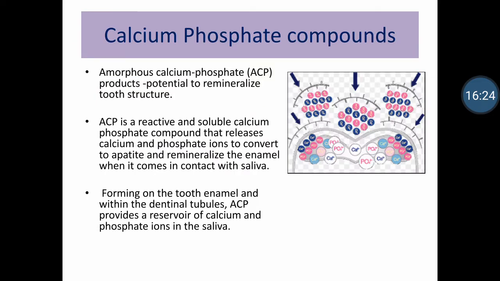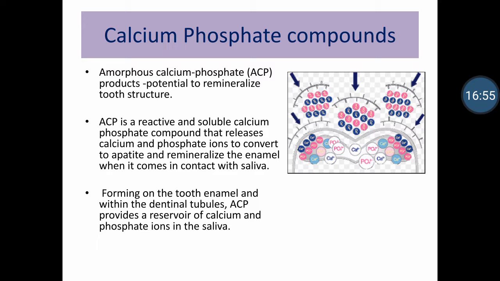Then comes our calcium phosphate compounds, which are very helpful in preventing the caries. Amorphous calcium phosphate has a potential to remineralize the tooth structure because this ACP releases the calcium and phosphate ions into the saliva and then supersaturates the calcium phosphate ions onto the tooth surface.